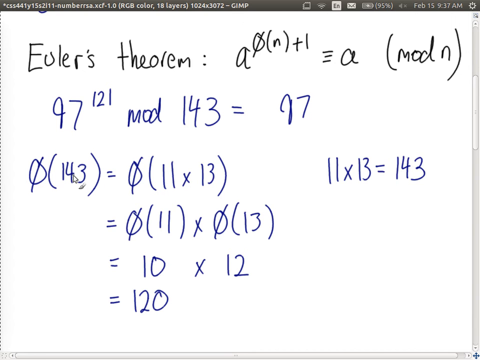Because 143 has two prime factors, its factors are both primes. Now we compare to Euler's theorem: some integer, 97, to the power of the totient of our modulus 143, the totient of 143 is 120, plus 1. 97 to the power of 121, mod 143, matches Euler's theorem. So we can find the answer is immediately 97.